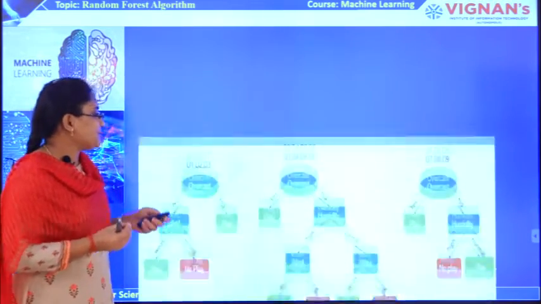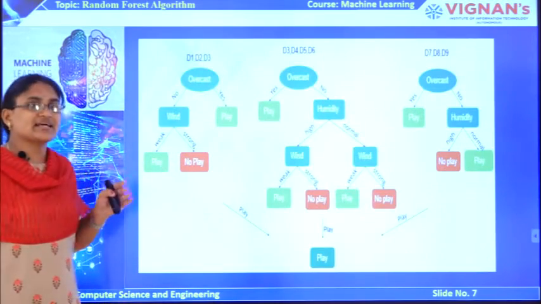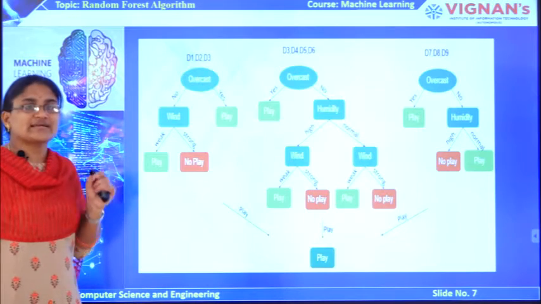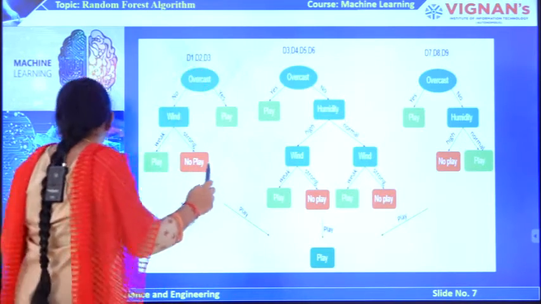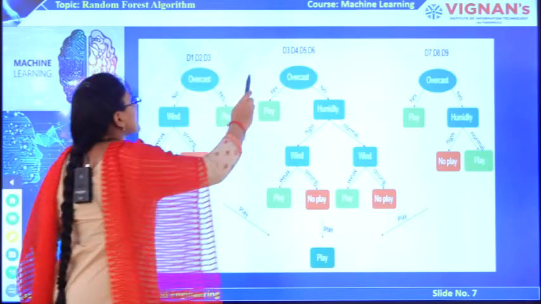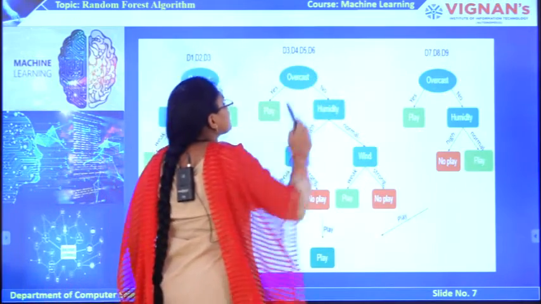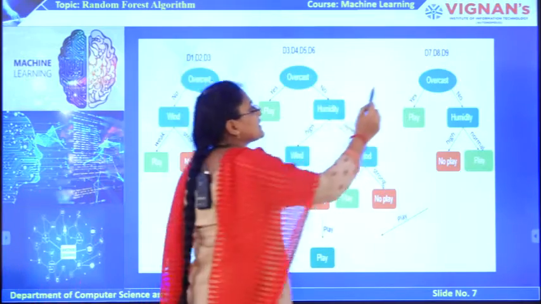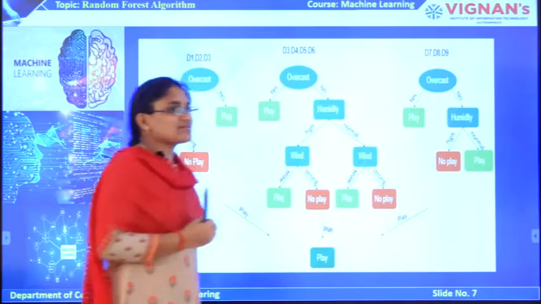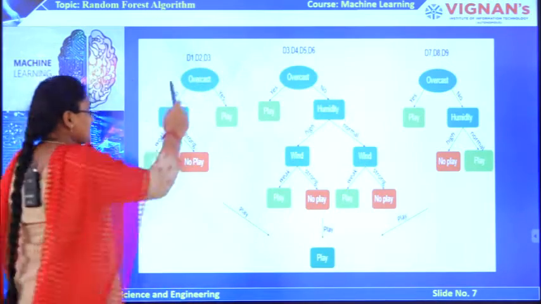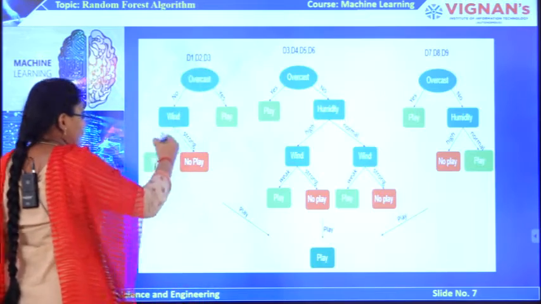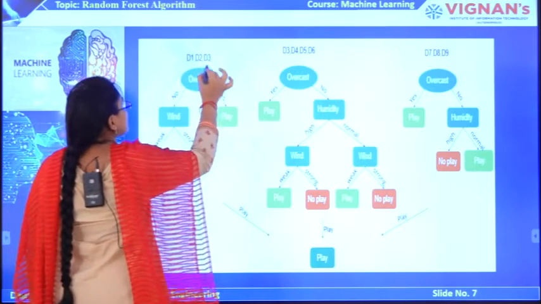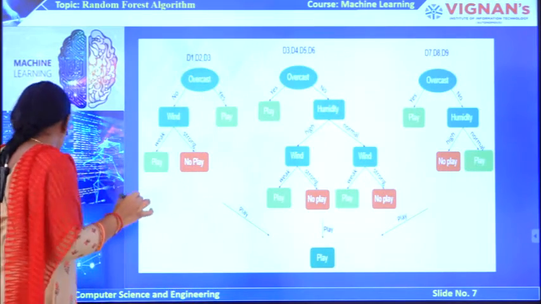Now let's see. Here I am considering the three subsets of the data set. The first subset is from D1 to D3, the second subset is D3 to D6, and the third subset is D7 to D9. First I am considering my first subset, that is from D1 to D3. Now I want to make a decision tree on this randomly selected subset.